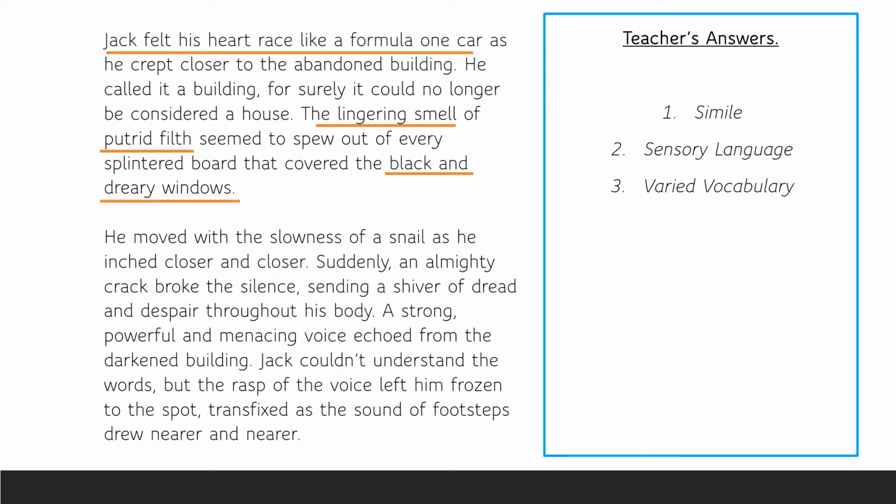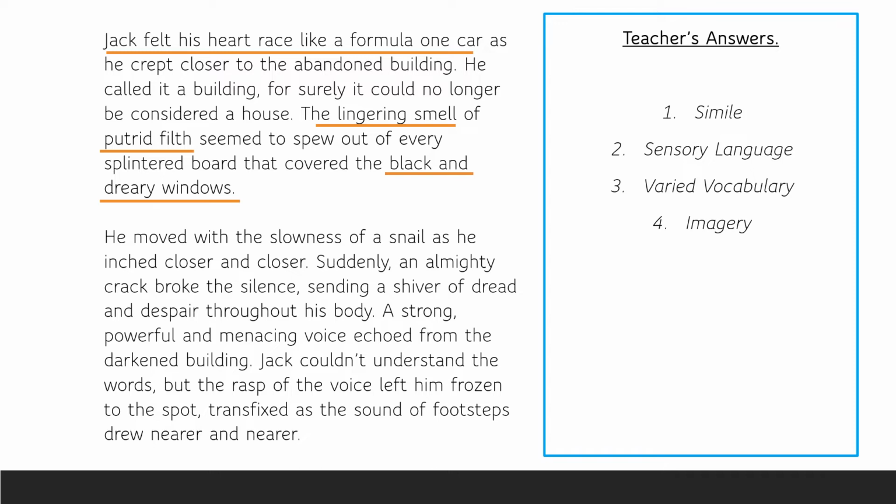And the last one in this paragraph, we've got black and dreary windows, which is creating imagery. So all of this paragraph now is helping the reader to form an image or a picture of the house that's being described, and it gives us a kind of sinister or creepy feeling about what this character might encounter.